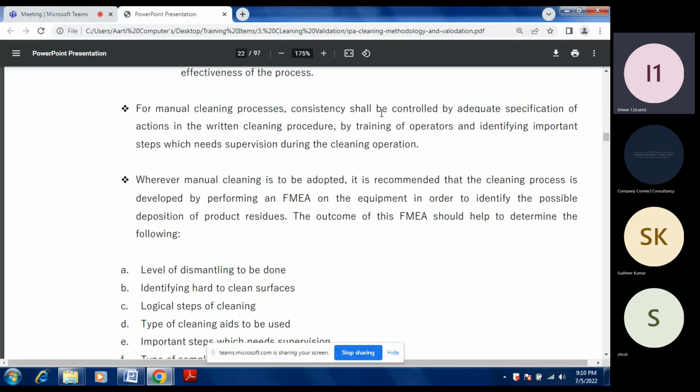For manual cleaning processes, consistency shall be controlled by adequate specification, actions, written cleaning procedure, training operators, and identifying important steps which need supervision during the cleaning operations. Wherever a manual cleaning procedure is adopted, it is recommended that the cleaning procedure is developed by performing failure mode effects analysis. As we discussed, there are some components we have to include: severity, probability, and detectability, and we have to mention our current control measures. If the risk priority number, RPN, is within the limit, then it's acceptable. Otherwise, we have to reduce that risk.